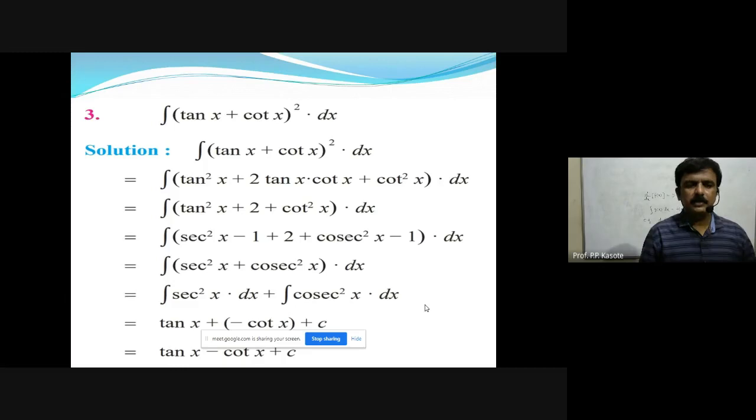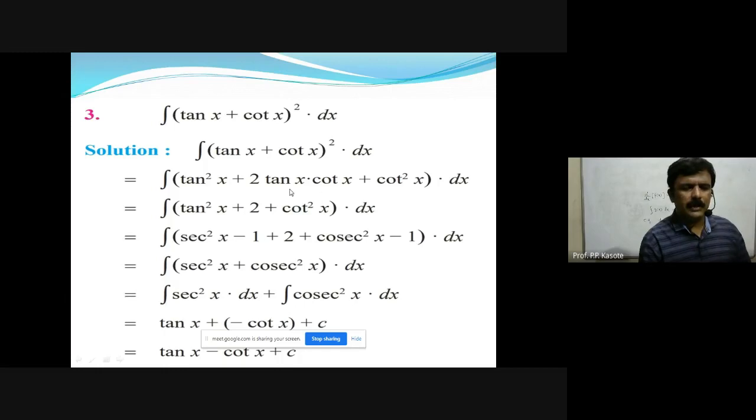Before evaluating the integral, let us simplify the given function first using the (a plus b) whole square formula. What is (a plus b) whole square? It is a square plus 2ab plus b square. Let us use the same to expand this. So tan square x plus 2 tan x cot x plus cot square x into dx. We have written its expansion in the next step.